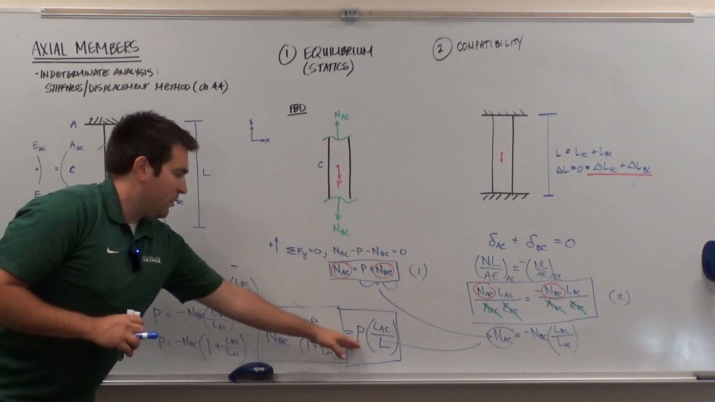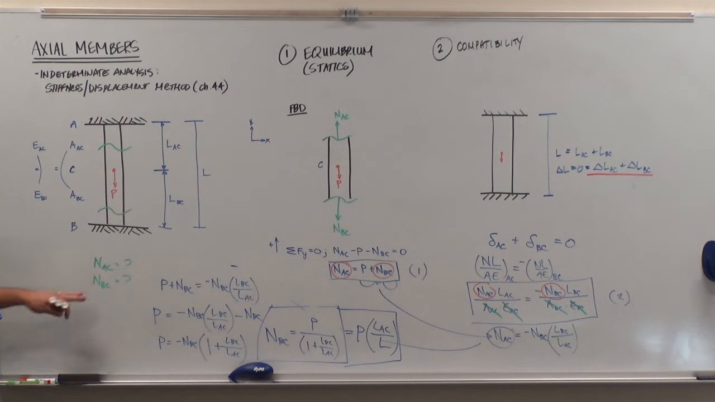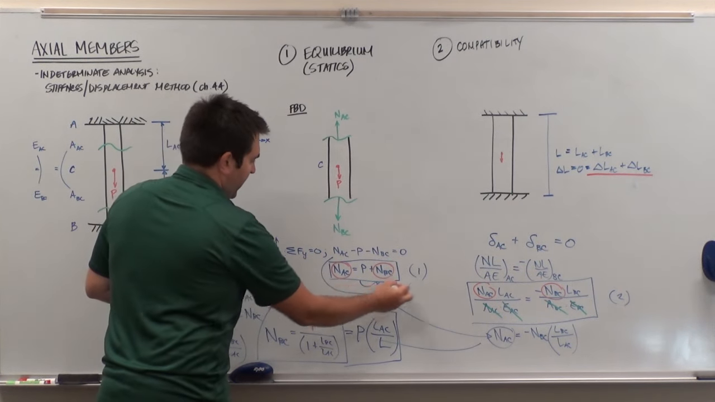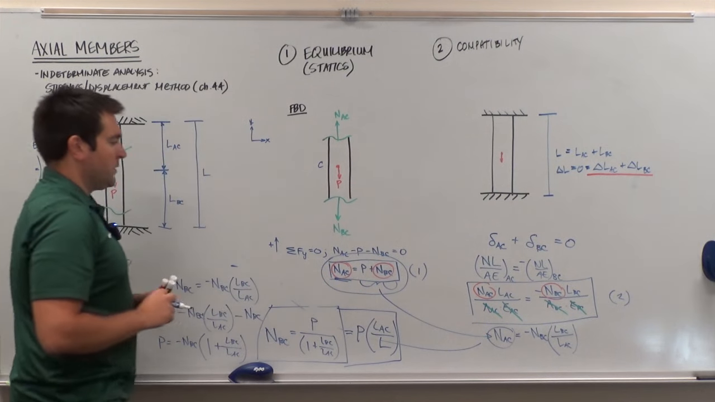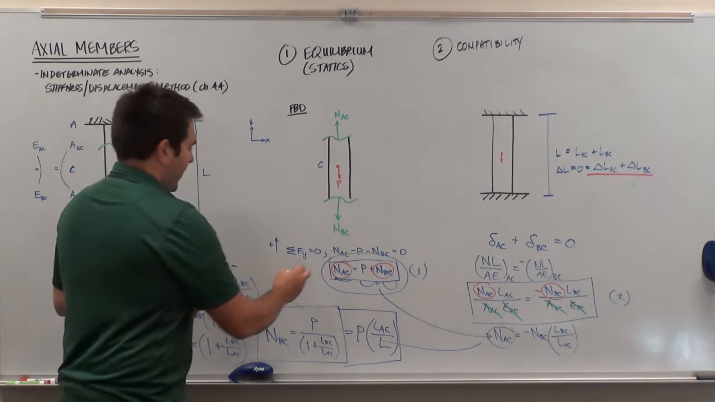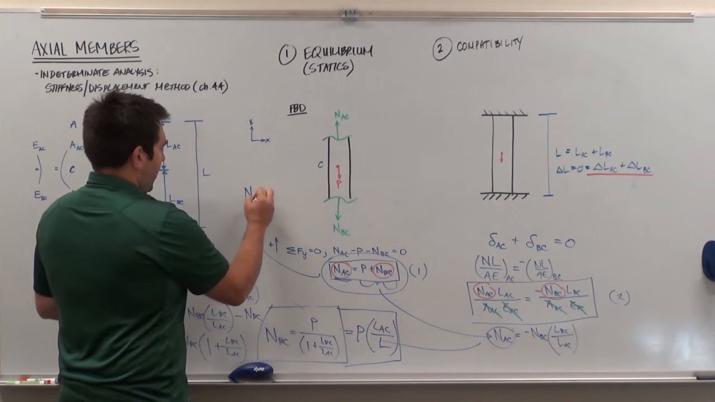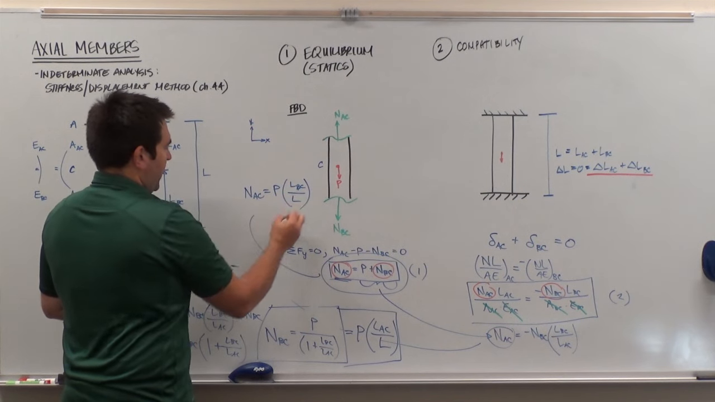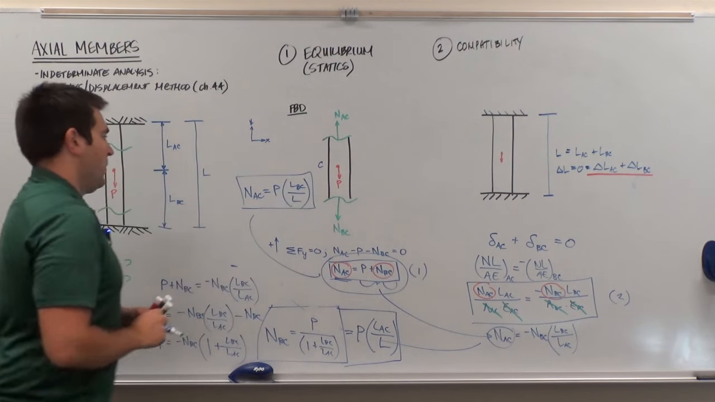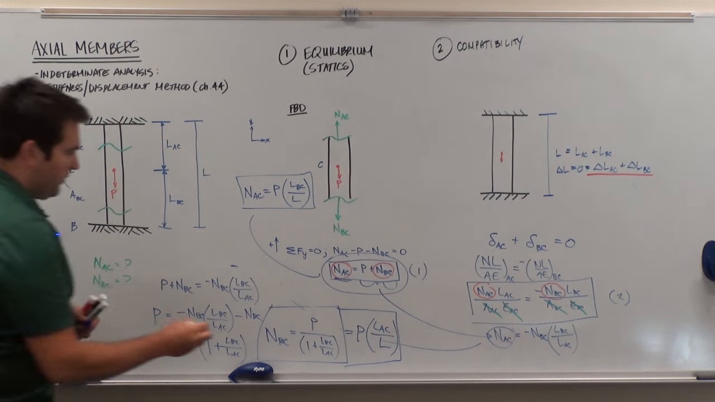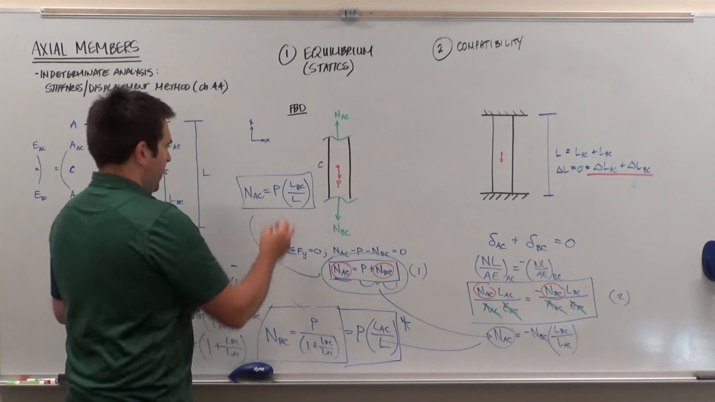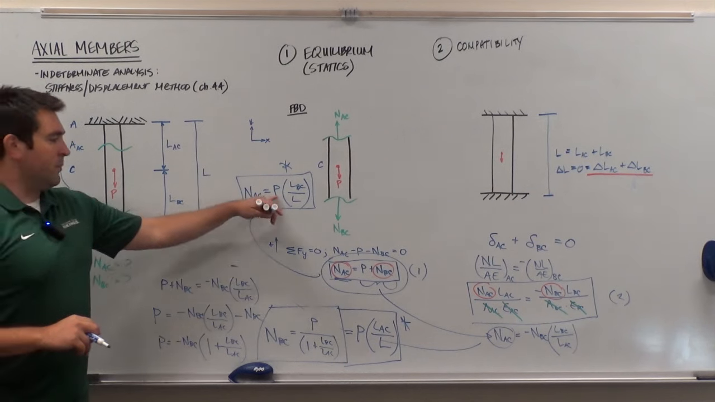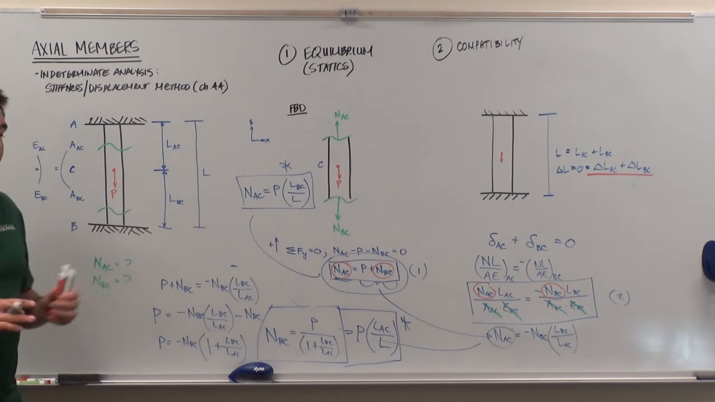So once we have that equation figured out, once I've figured out NBC, I could then plug this back into, let's say, this equation right here, and I could solve for the force in member AC. What we end up getting if we do that is the normal force in member AC simply equals P times the length of member BC divided by the overall length of the assembly. So this is member BC down here. This is member AC up there.